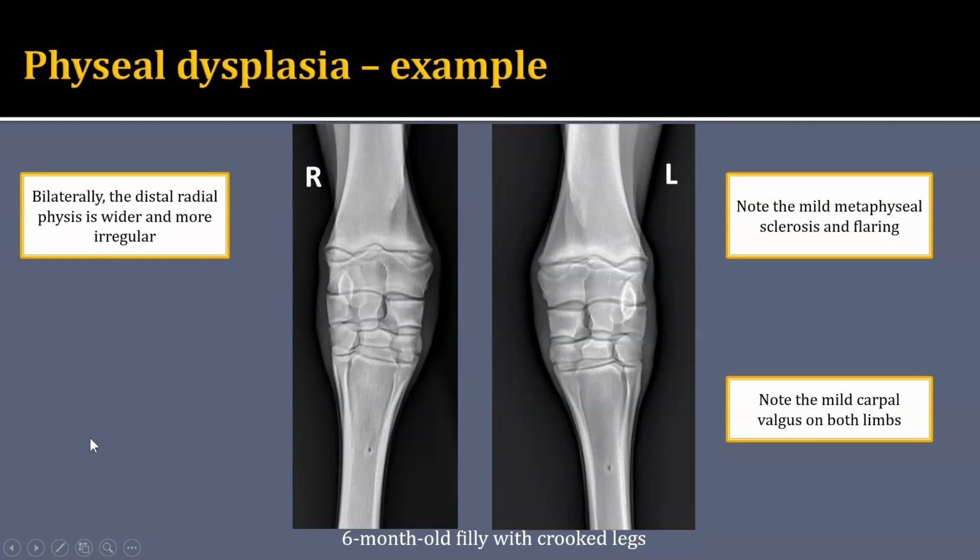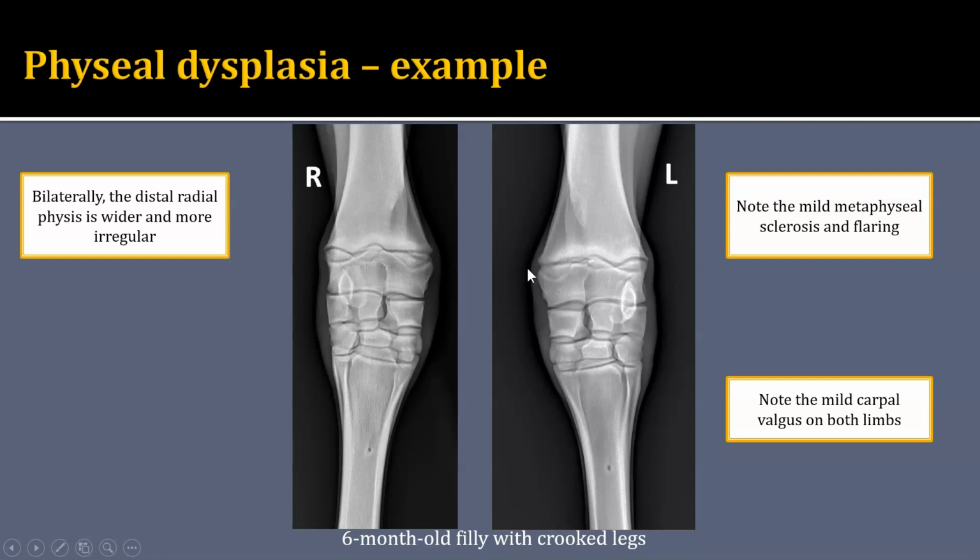Here's an example of a 6-month-old filly with crooked legs, and oftentimes both will be affected, although to varying degrees. And on this patient, the right side is affected, again, mildly, but there is some widening over here compared to here. There's a little bit more flaring of the medial side of the metaphysis, a little bit more sclerosis. And if you notice, when we draw a line down the long axis of the radius, and then compare how that intersects with a line down the long axis of the third metacarpal bone, there is a mild carpal valgus, so distally laterally angulated. The left side is probably a little bit more affected.